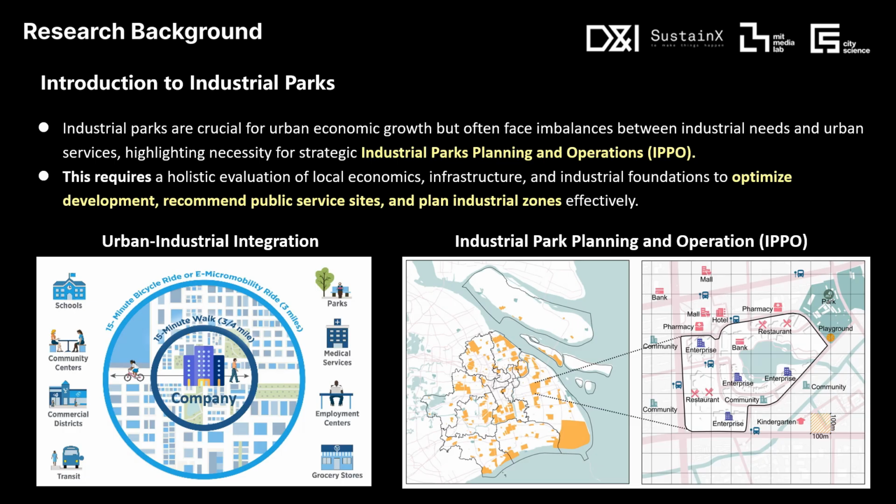Many of you may know about industrial parks like Zhongguancun or Zhangjiang. Even some of you have worked there before, which are vital for urban economic growth. But these areas often face challenges, like balancing industrial needs and urban services, that's what we call urban industrial integration. This requires proficient industrial park planning and operations, which encompasses recommending public service sites and planning of industrial zones.